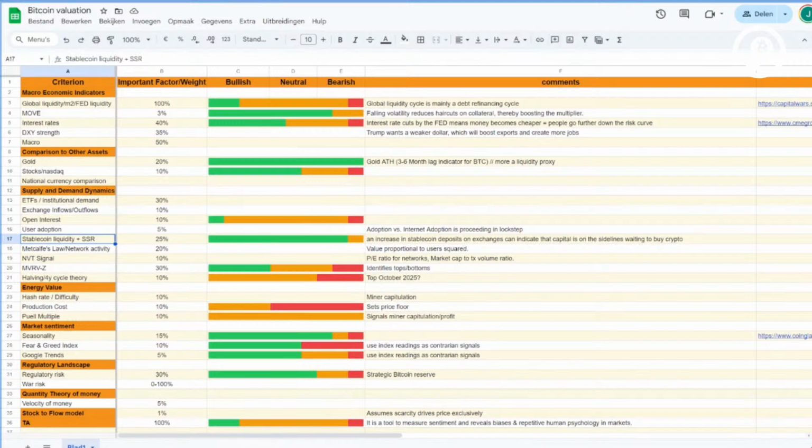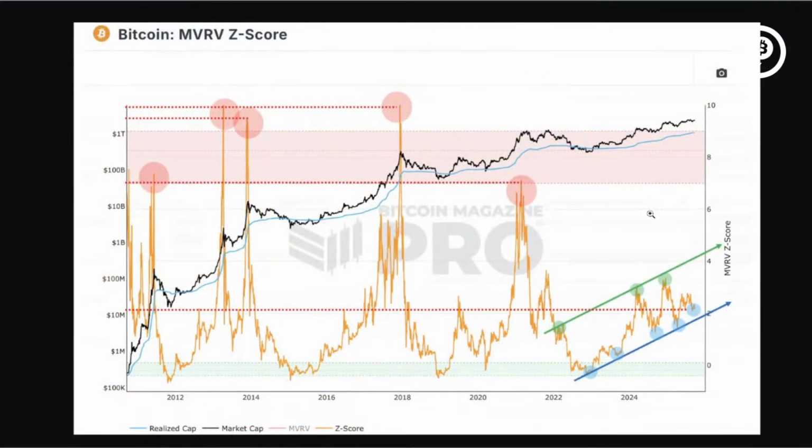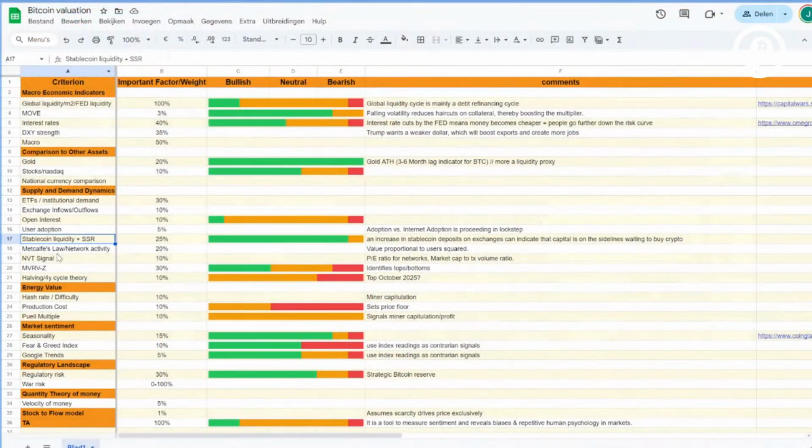Next up, I think, is the MVRV Z-Score, which is also super important, and we're nowhere near a top yet. When Bitcoin sees a top, as you see on these previous cycle tops, the MVRV Z-Score is way, way higher, and at the moment that's not the case at all. So based on this, I really don't think we're at the top yet.